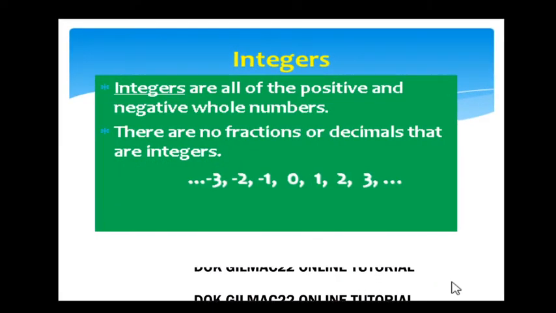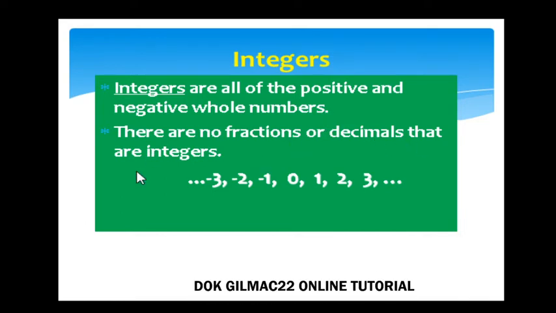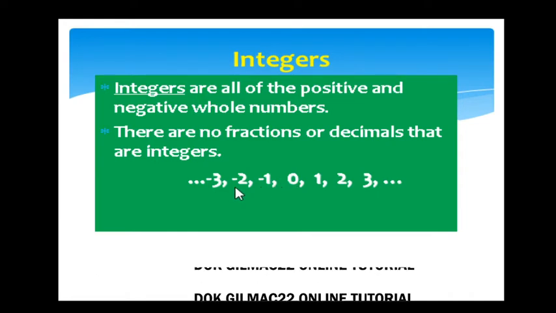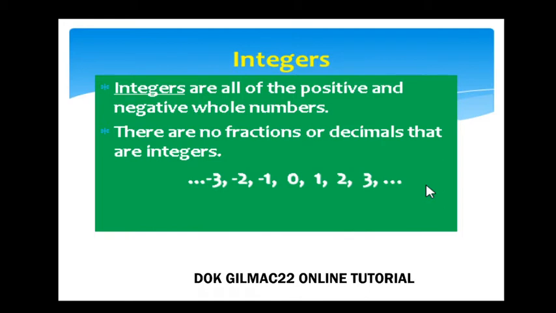What are integers? When we talk about integers, these are all of the positive and negative whole numbers. There are no fractions or decimals that are integers. Say for instance, we have here to the left of 0, negative 1, negative 2, negative 3, up to negative infinity. Then to the right of 0, we have 1, 2, 3, up to positive infinity.